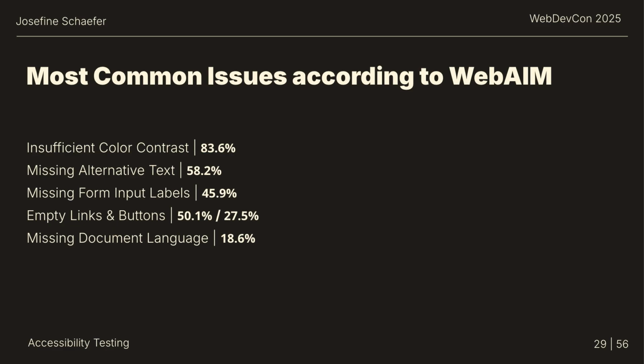Then we have missing form input labels, empty links and buttons. Happens quite a lot, especially on mobile, when you have maybe an icon that represents a button, but there's no label attached to that. And missing document language, right? So you want to let the browser know what language the content on your page is in, so that it can be announced by assistive technology, for example.